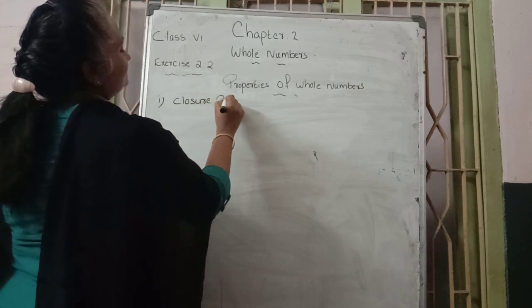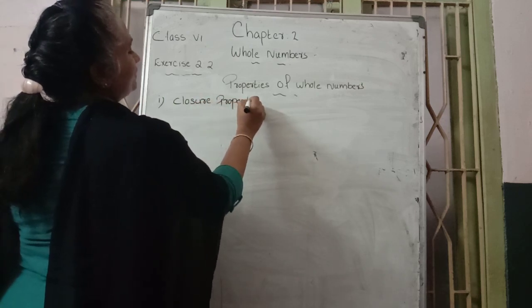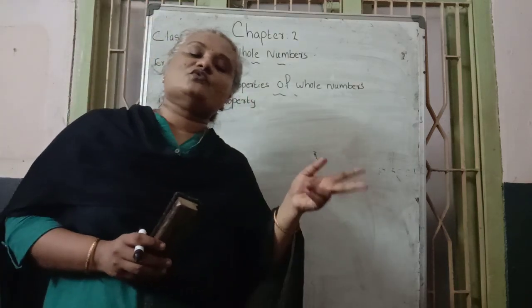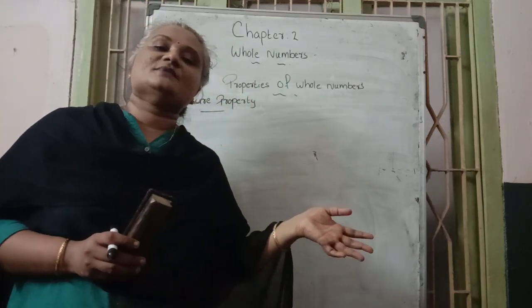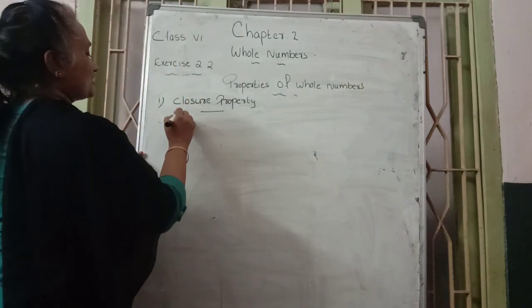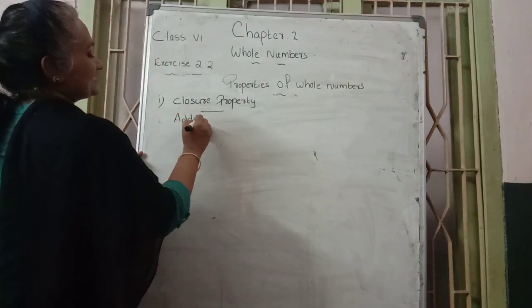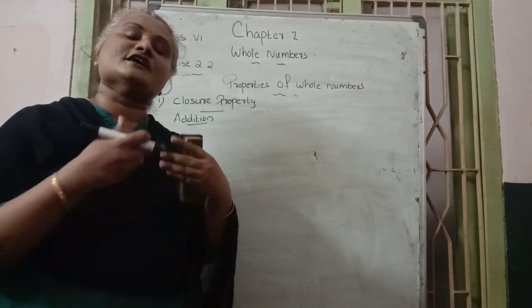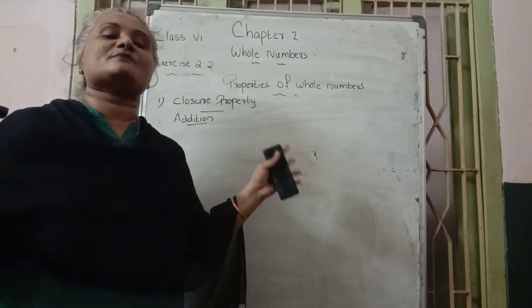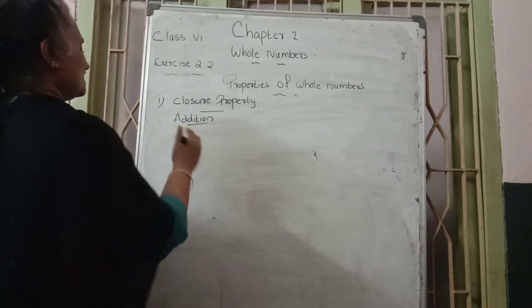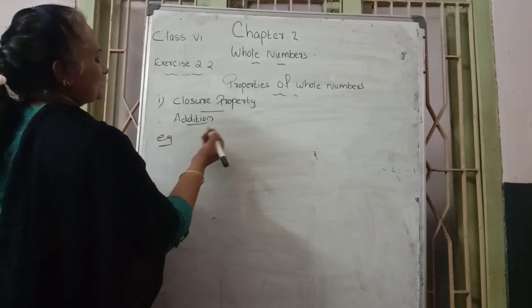Closure property says that when we add any two whole numbers, we get another whole number. In the addition case, the closure property says that when any two whole numbers are added, we get another whole number. Here is an example with small numbers.